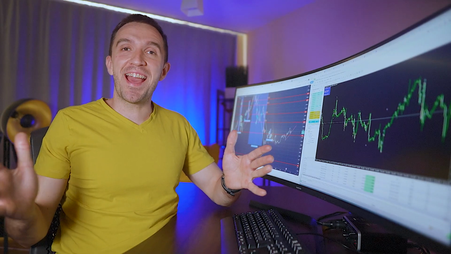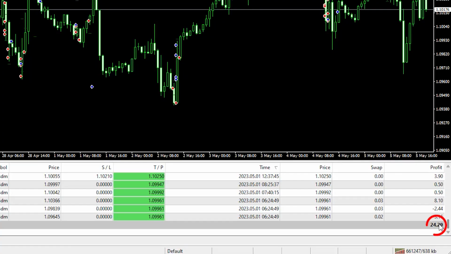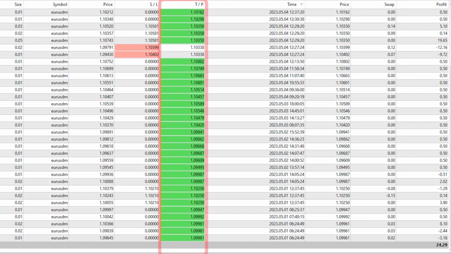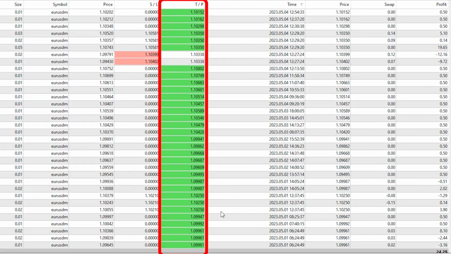And at the end of the week, I have more results in my account. Check this out, $24.29, and if I increase the terminal, you will see that I had plenty of trades that opened and closed, and the majority hit the take profit.